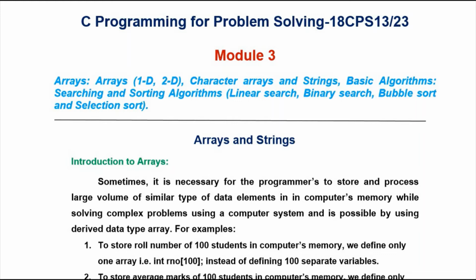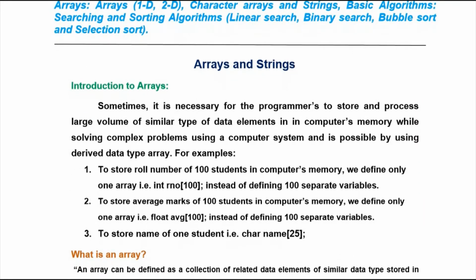So for example, to store roll number of 100 students in computer memory, we define only one array, that is int rollnumber[100], instead of defining 100 separate variables. Now if I want to store roll number of 100 students, instead of storing the 100 roll numbers separately, we are going to use arrays here.